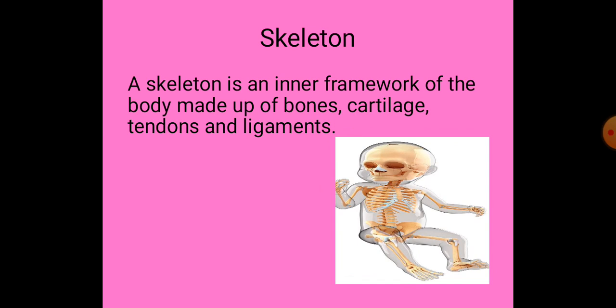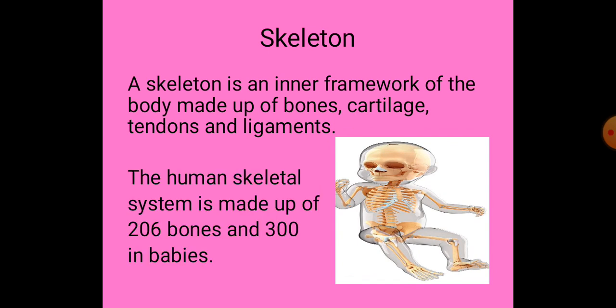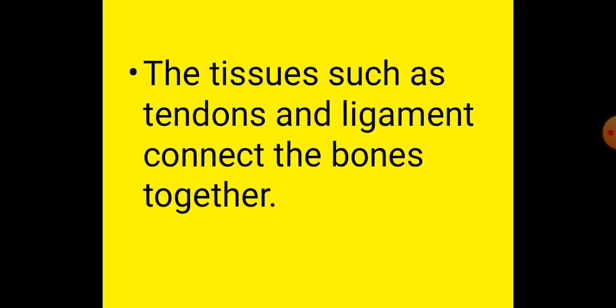Did you know that babies have more bones in their bodies than adults? They have about 300 bones in their bodies, while adults have 206 bones. These bones are connected together by tendons and ligaments.